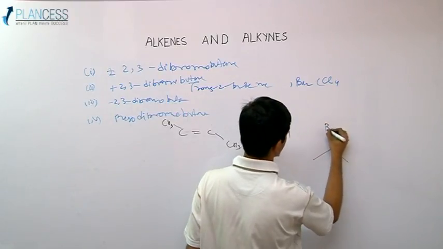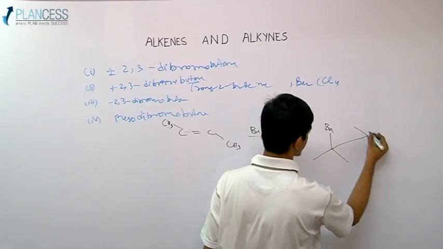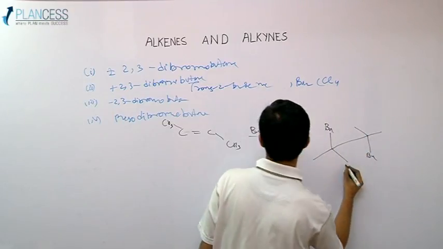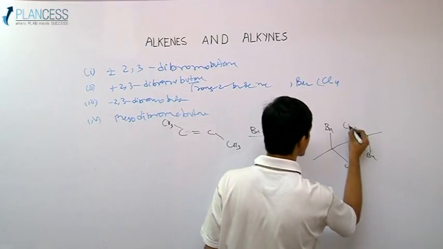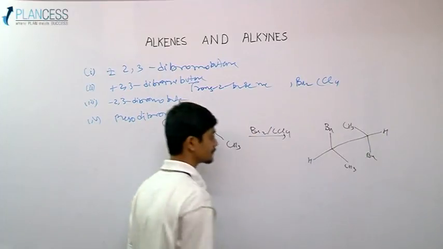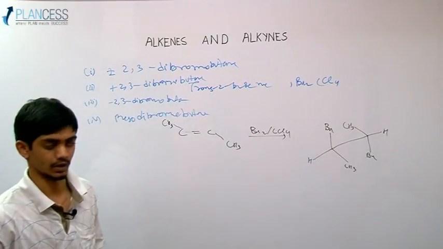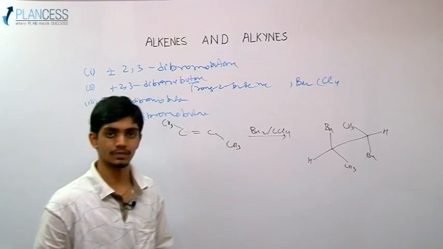We have Br anti to each other. Now if we choose CH3 over here, we have to put CH3 over here, and here it is hydrogen, no doubt about it. Now we need to write the Fischer projections from this one. How do you write Fischer projections from this one?